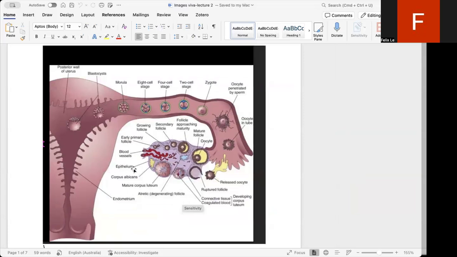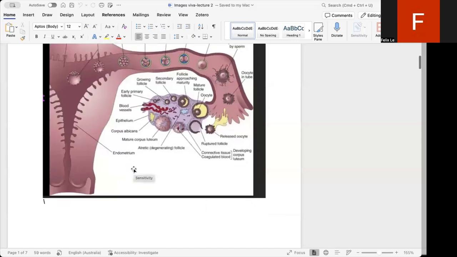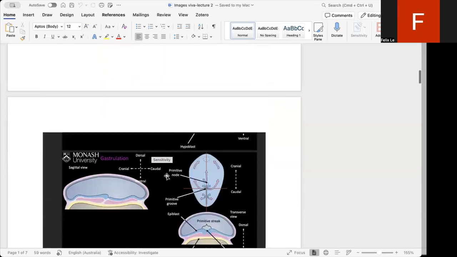The epithelium consists of many different layers. You don't really need to know that for now, but you need to know it for the respiratory series. But that's about it for this stage here.